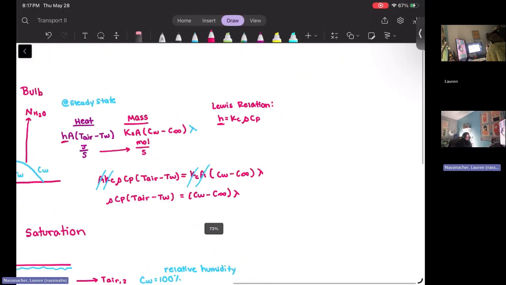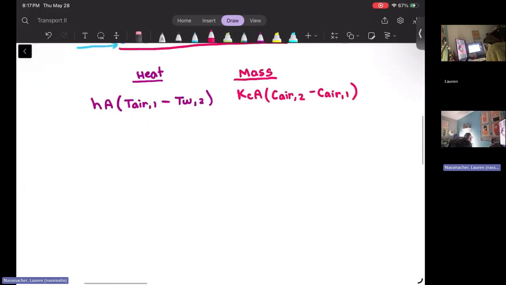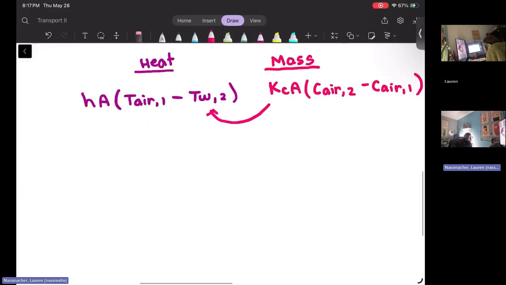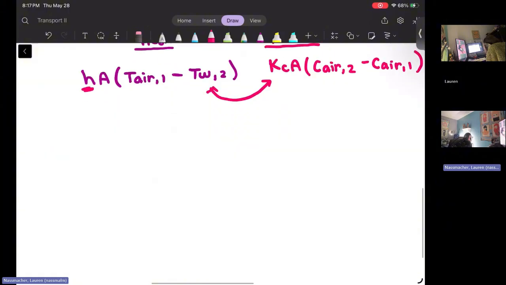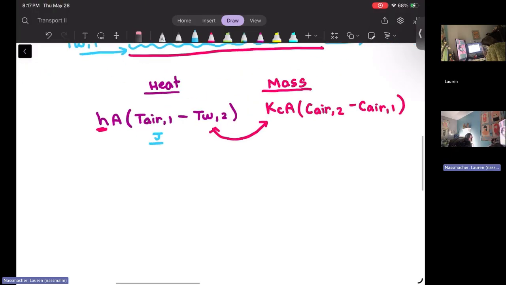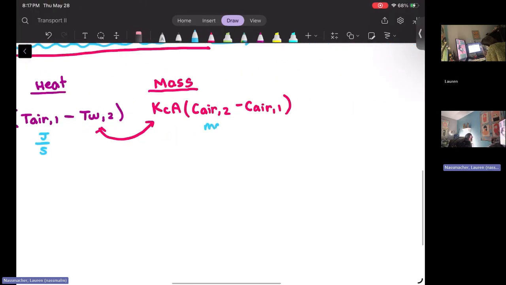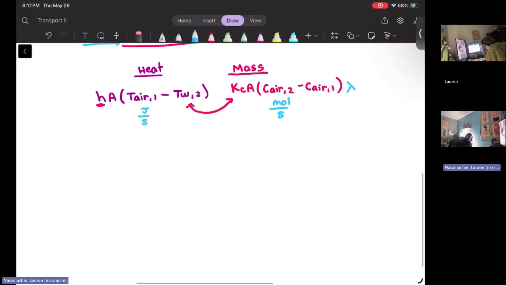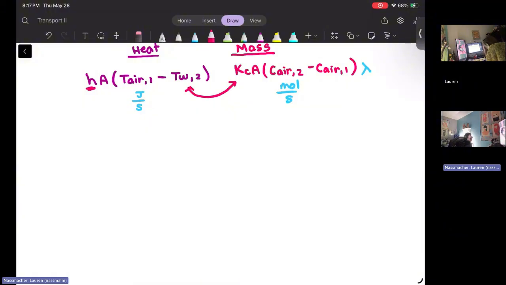So again, plug in that Lewis relation. We know that Lewis relation by now. Plug that in and set these equal to each other. We're going to plug it in again for our heat transfer coefficient. And so we get mass transfer coefficient, density, heat capacity. Wait, before we do that, remember, this is in joules per second. This is in moles per second. Add that enthalpy of vaporization. We're good now. Okay, so now let's plug that Lewis relation in.